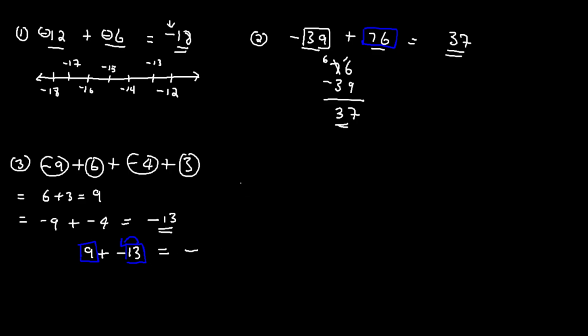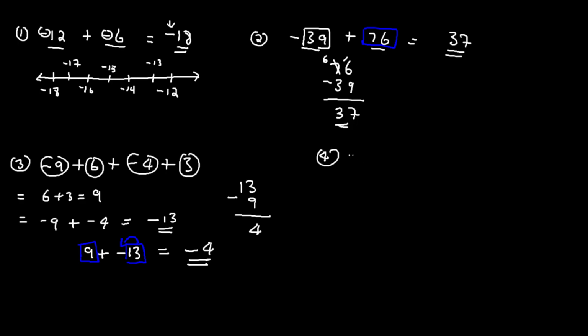And what we do next is we subtract. So let's subtract 13 minus 9. So 13 minus 9 will be 4, and we will have a negative 4. That's our answer. Here is another example.